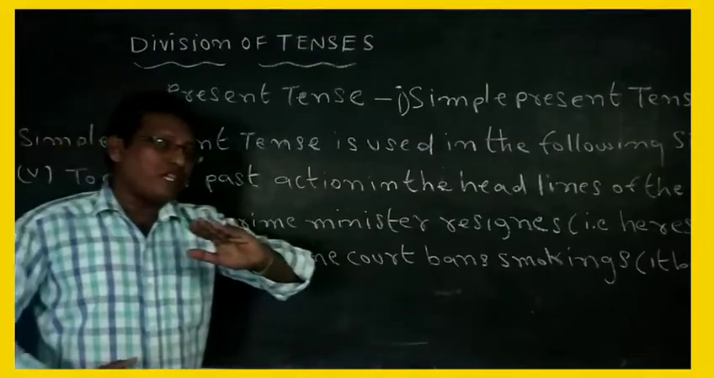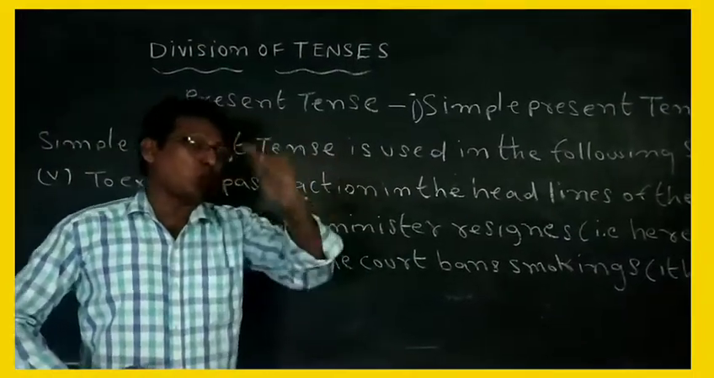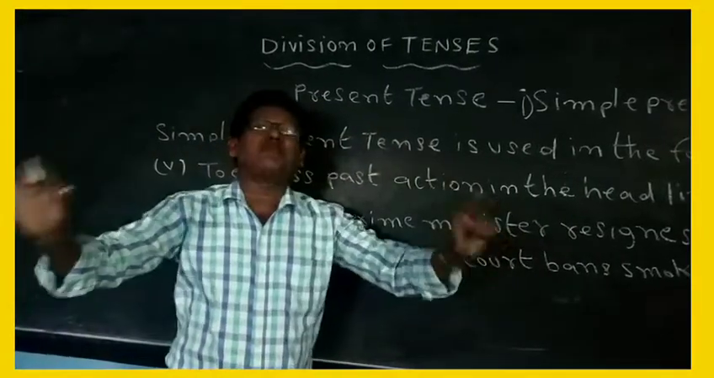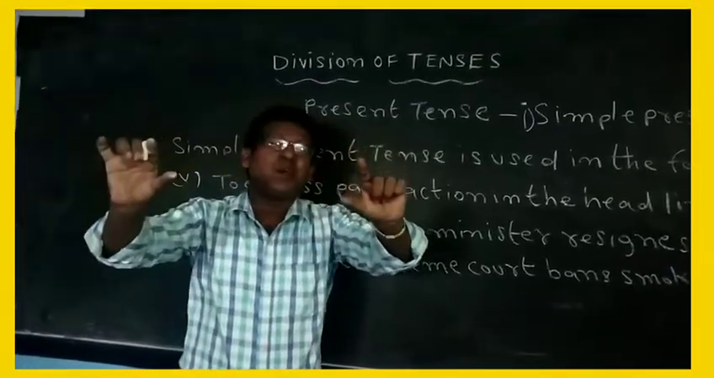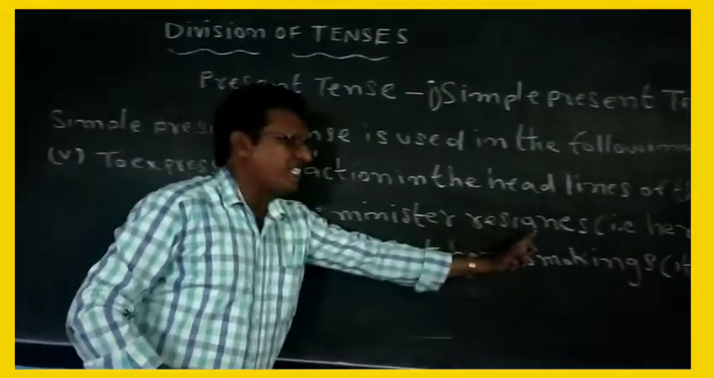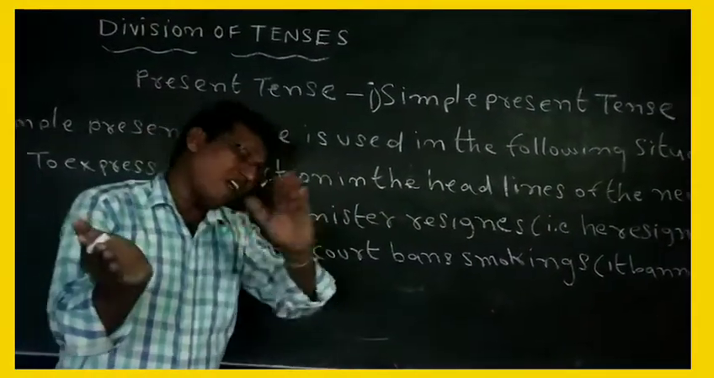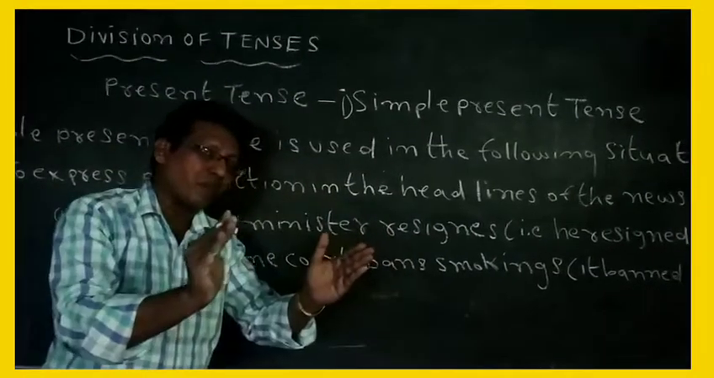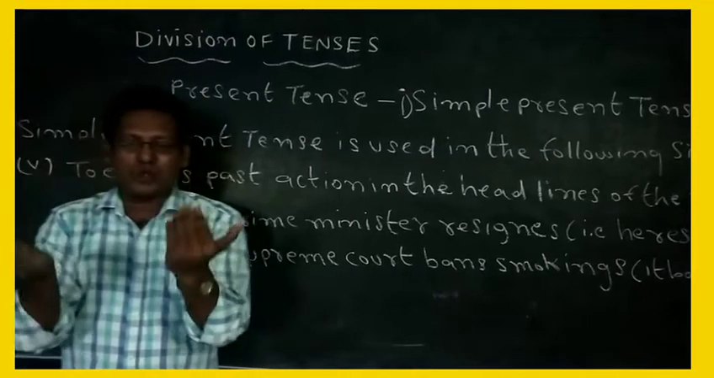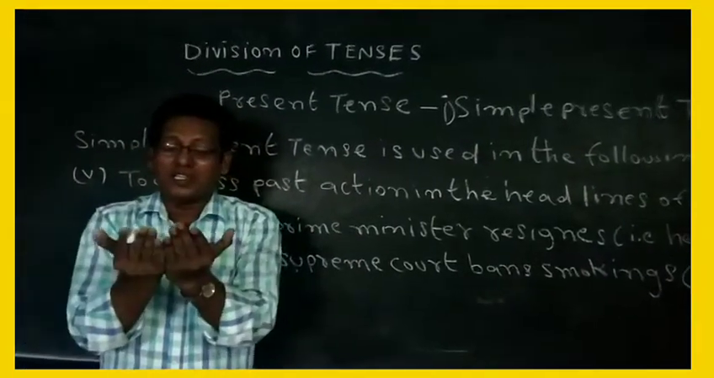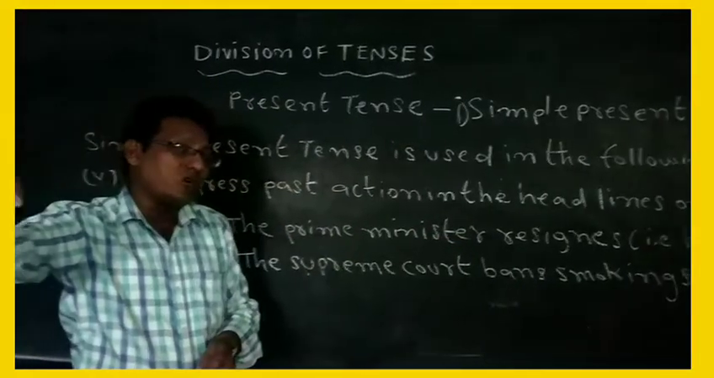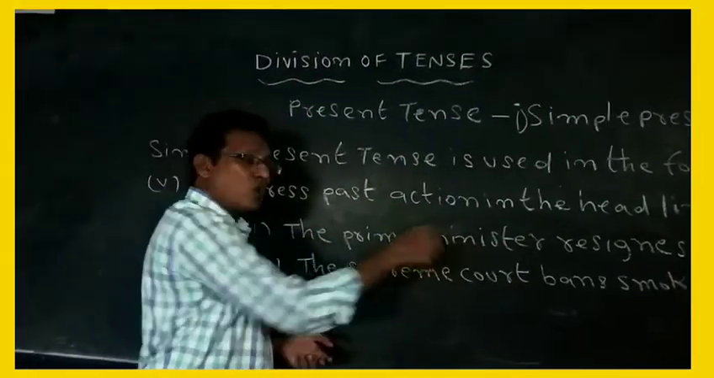But suppose the Prime Minister resigned yesterday or 2 days back, then also the headlines of the newspaper are written in the simple present tense. It means the Prime Minister resigns. It means the Prime Minister resigned already 2 days back or 1 day back. But we write the headings especially in simple present tense. So when you open the newspaper, don't think he wrote wrong.